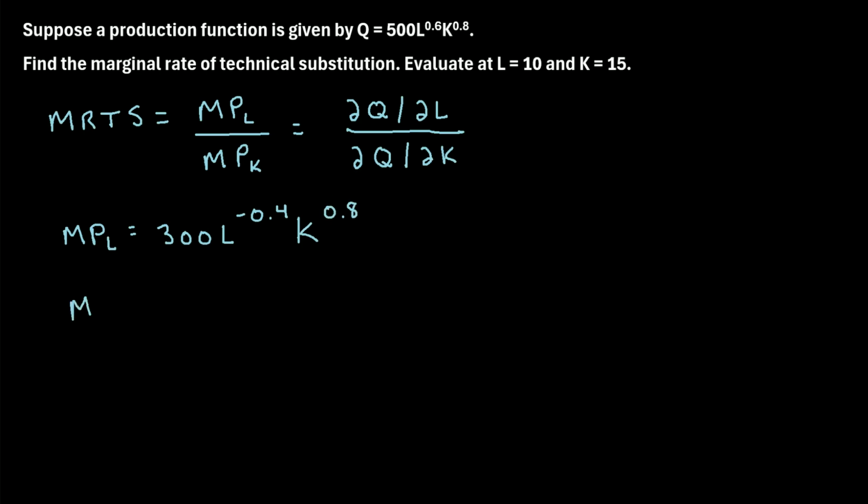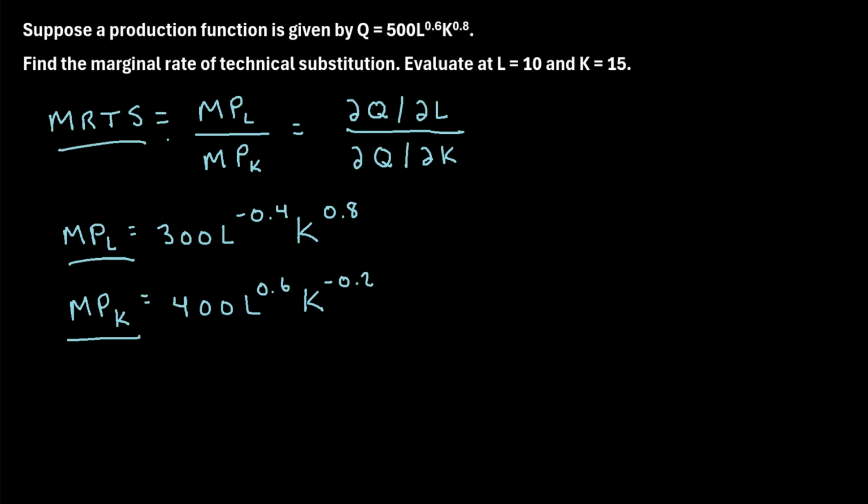Then to find the marginal product of capital, we're going to take the derivative of this function with respect to k. So to do that, we would take the 0.8 and multiply it by 500. So that turns out to be 400. So we'll say 400. And then we have to multiply by L to the 0.6. So this quantity doesn't change at all because remember, we're taking the derivative only with respect to capital. And then we have to reduce this exponent by 1. So 0.8 minus 1, that's negative 0.2. So k to the negative 0.2. So we have our marginal product of labor and our marginal product of capital.